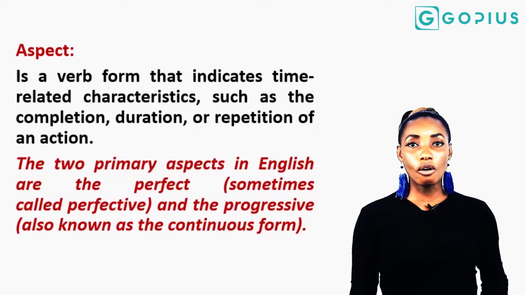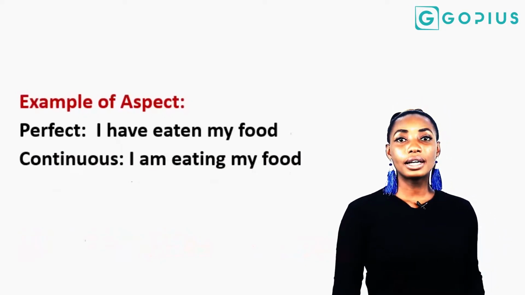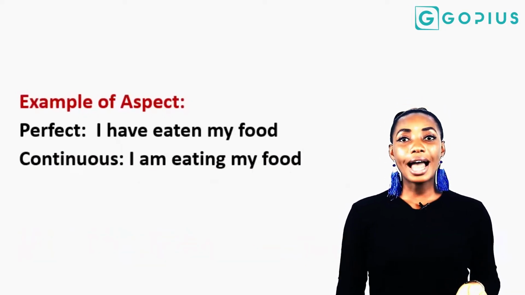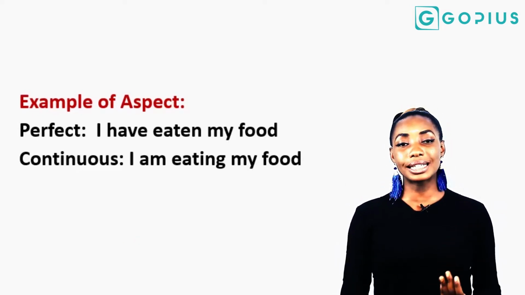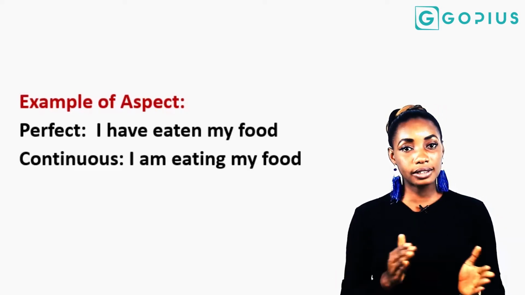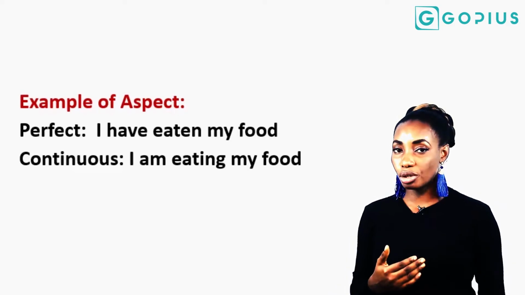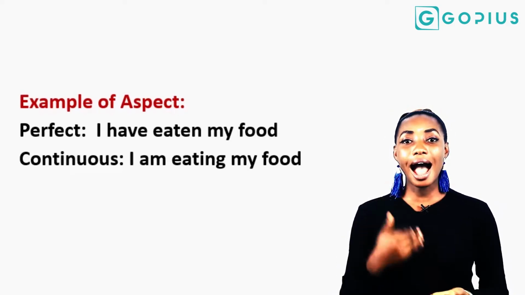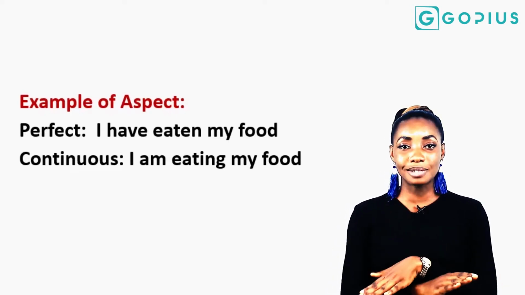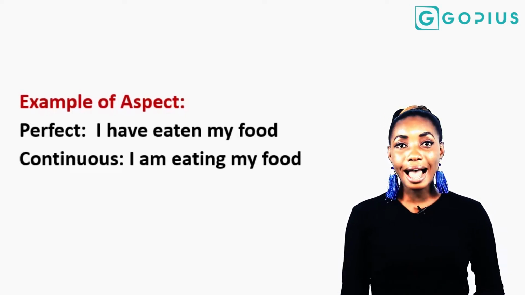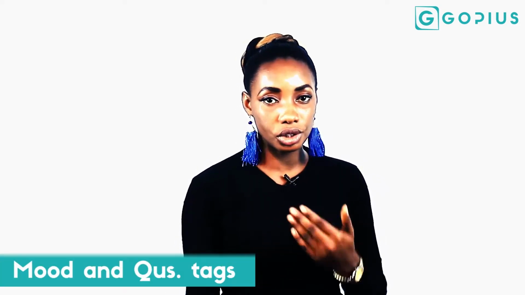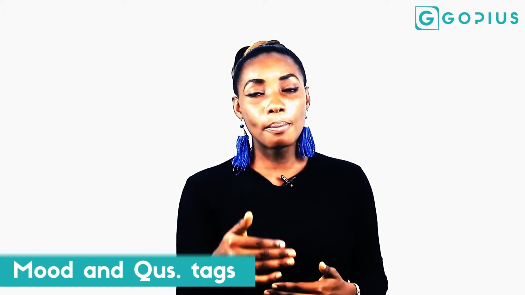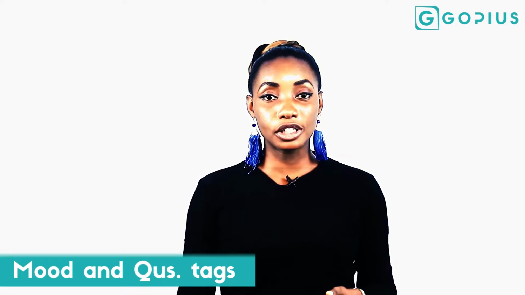So let's look at examples of aspects. For the perfect aspect, we have: I have eaten my food. It shows that it's already completed. Don't forget, aspect is a form a verb takes to show completion, repetition, or duration of an action. So I have eaten my food shows a completed action which has been perfected. For the continuous, we have: I am eating my food. It's showing that it's a process. I'm still doing it. It's a continuous action. For the meantime, I am eating my food. That means I'm not done. I'm in the process of it right now. So those are the two basic aspects in the English language. The perfect, already completed; the continuous, still ongoing.